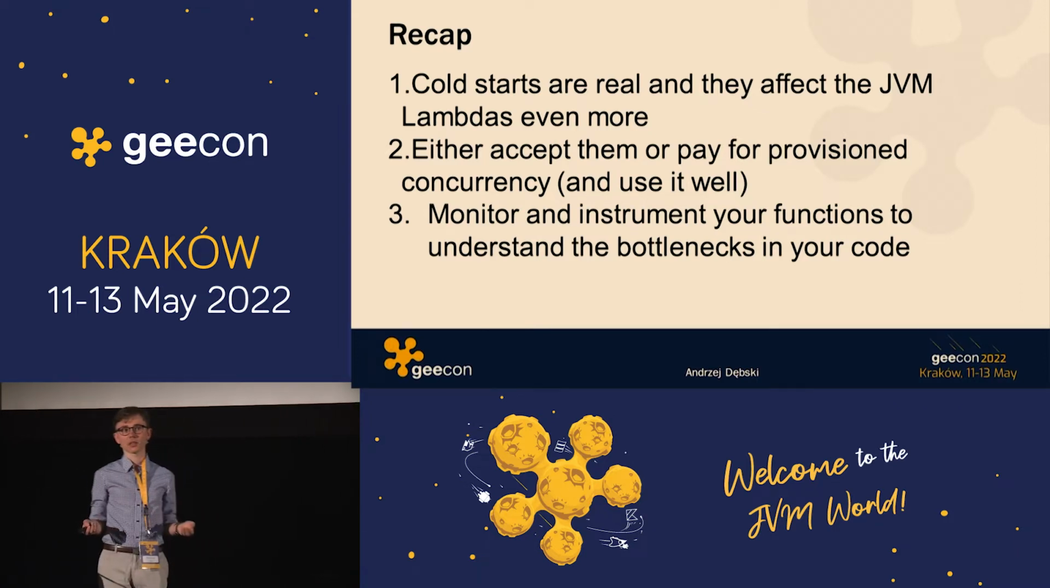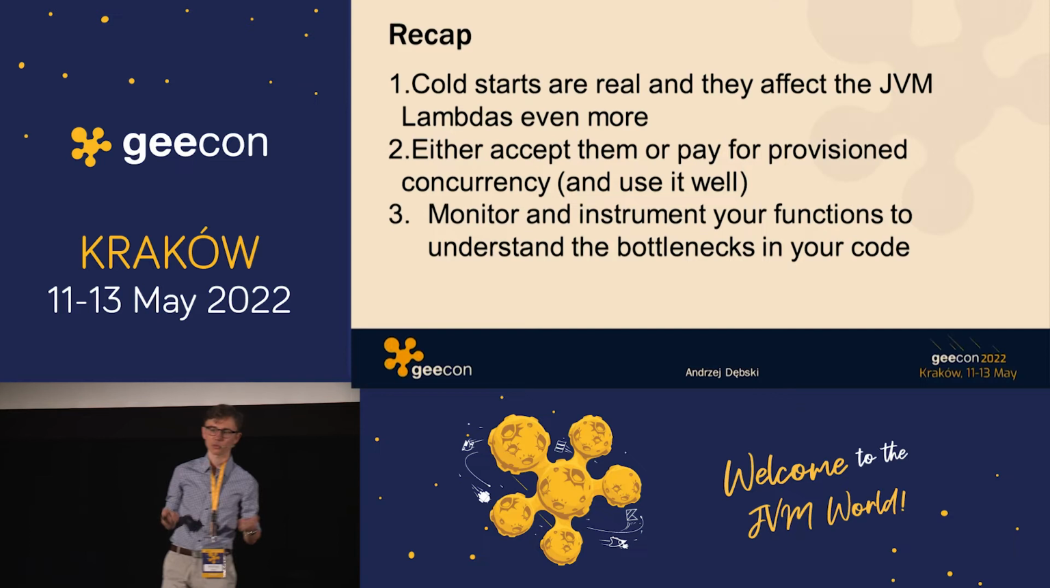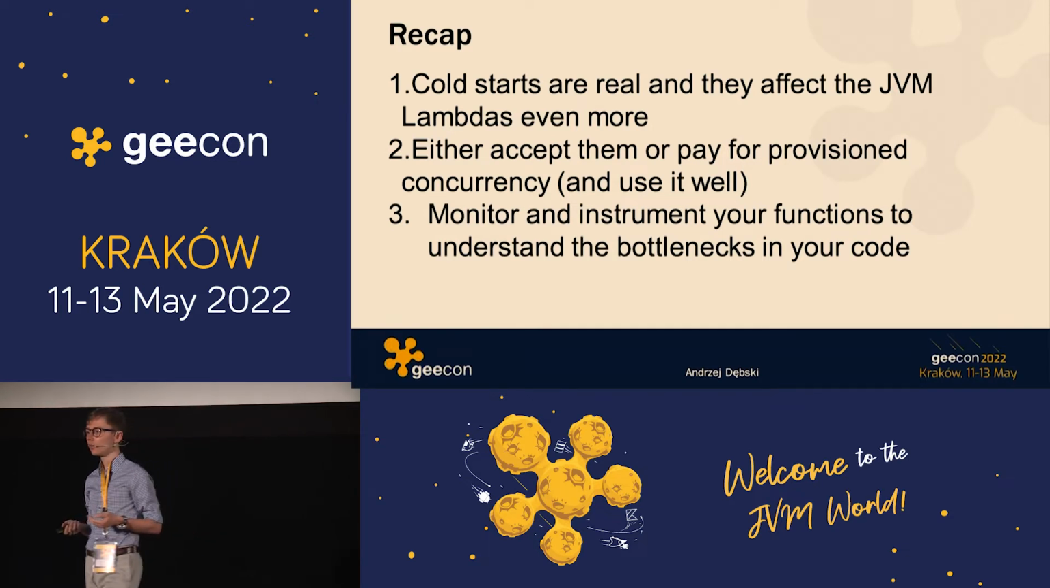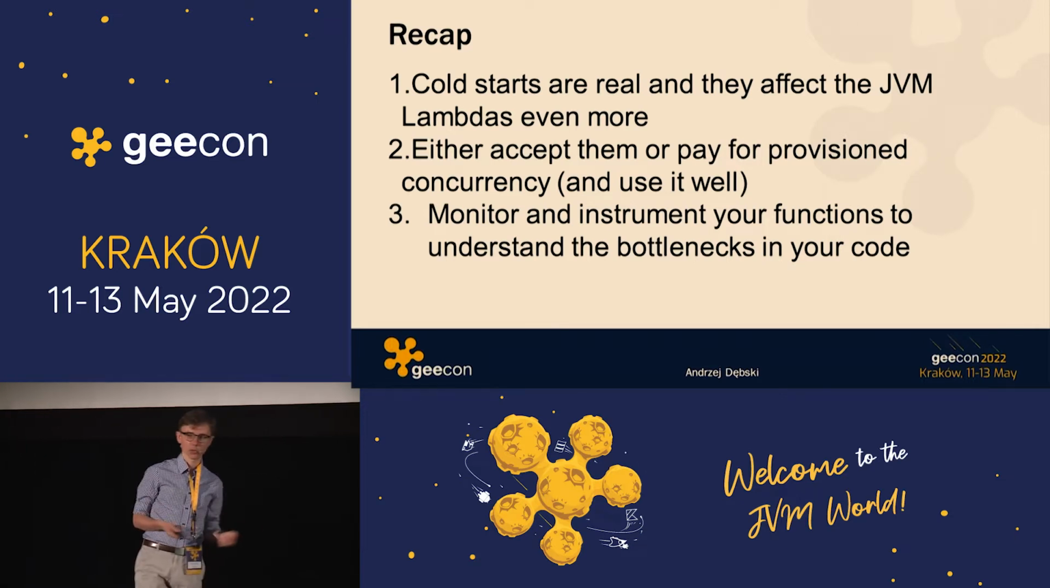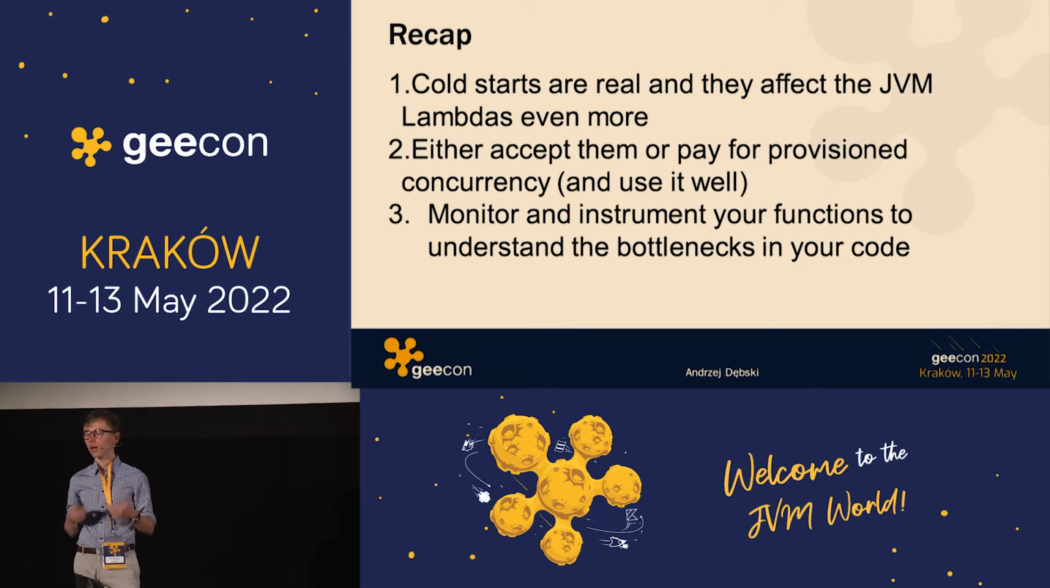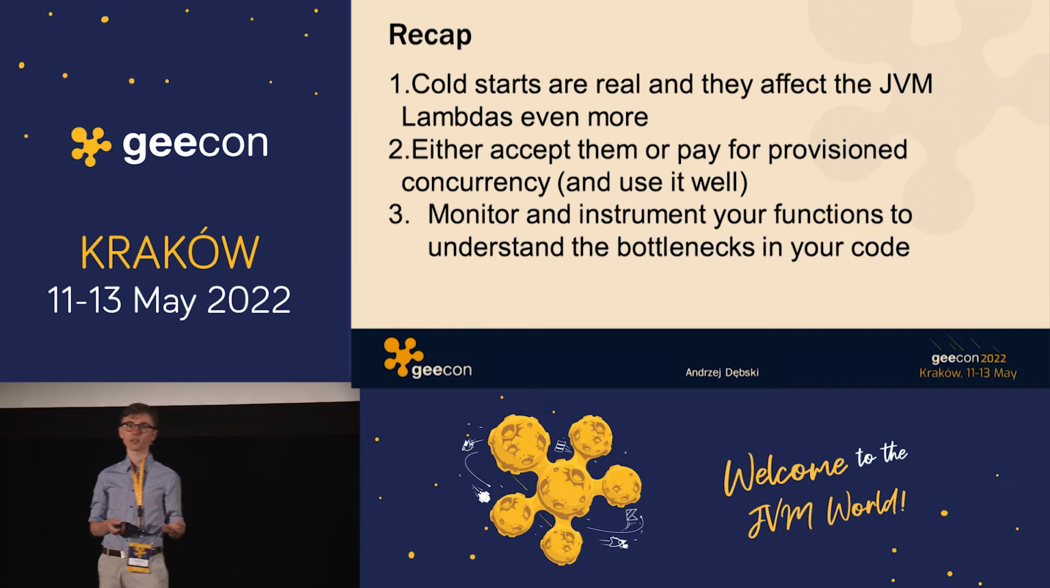You can accept that, and maybe your service isn't really latency critical. Maybe it's some background process, and that's fine. Or you can use provisioned concurrency and pay for it. Or you can use GraalVM and ahead-of-time compilation. And the last thing, and this is a general note, is that you should monitor and instrument your code to understand where the bottlenecks are. Because once you understand where the bottlenecks are, you can make a decision. Do you want to optimize that or not?